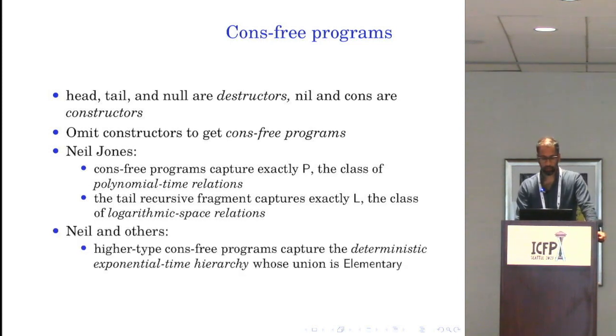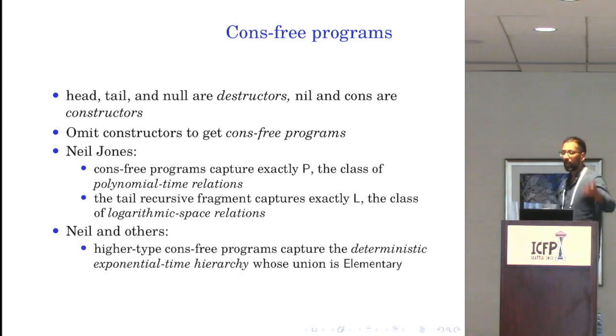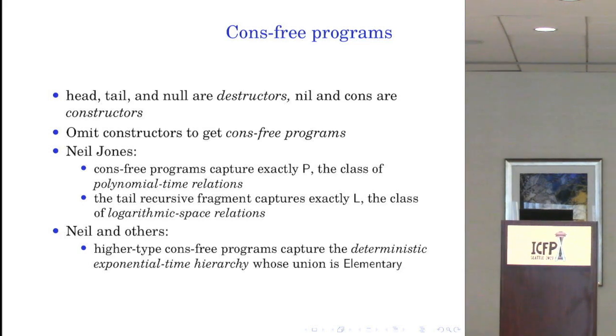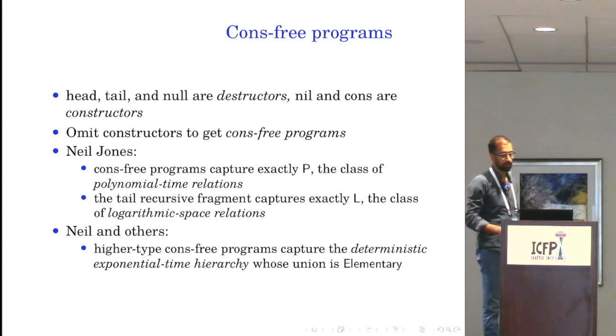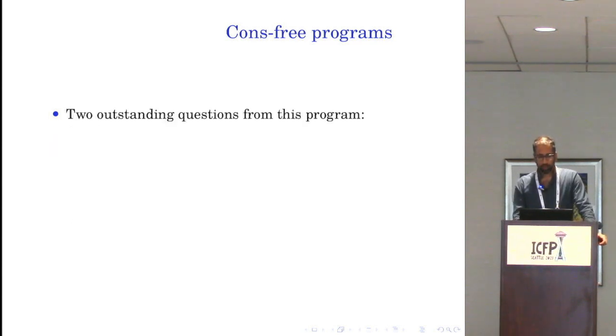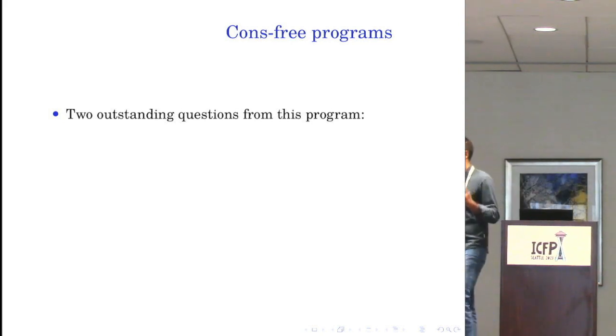Moreover, this was extended by higher types into a correspondence which captured levels in the deterministic exponential hierarchy. So for example, you're looking at finite towers of exponentials, and their union is the class of elementary functions, if you have unbounded order. So from this whole program, as you can see, it's a useful framework for capturing a number of robust deterministic complexity classes of interest.